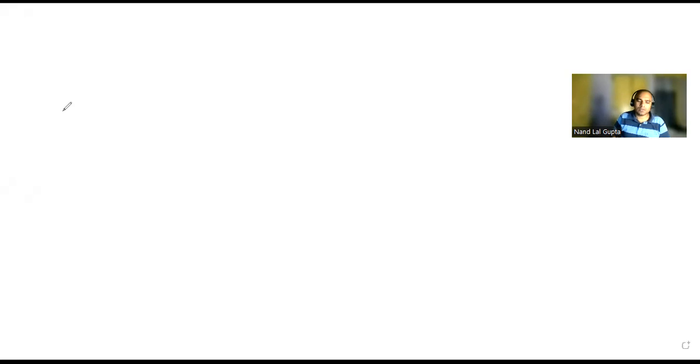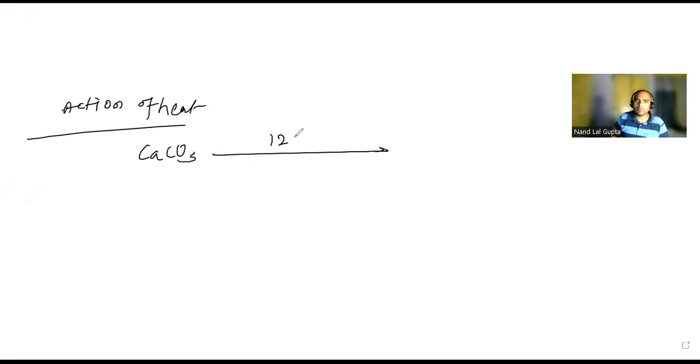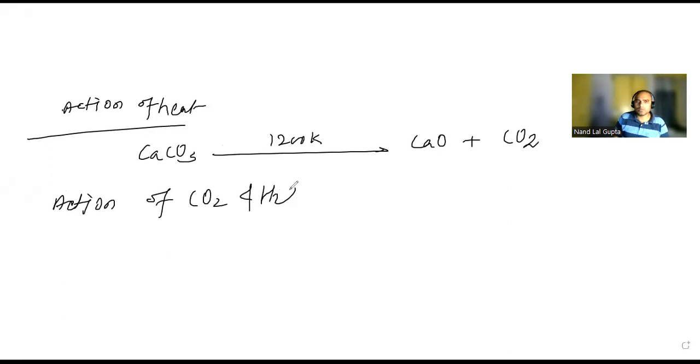So the two reactions we studied now. One reaction is action of heat, please write action of heat. That is CaCO3, they are talking about 1200 Kelvin, so it gives CaO plus CO2. Now this one is the action of CO2 and H2O.